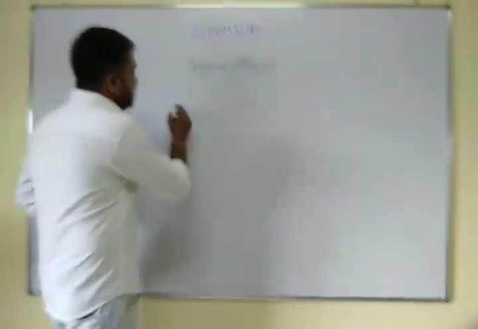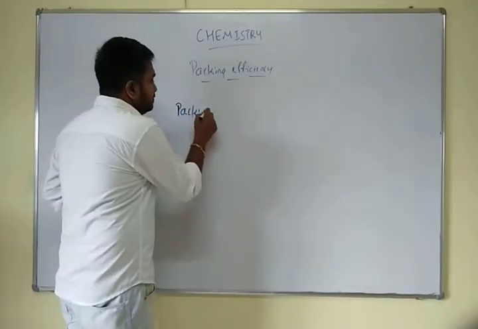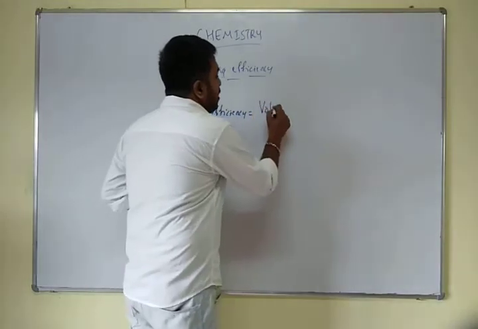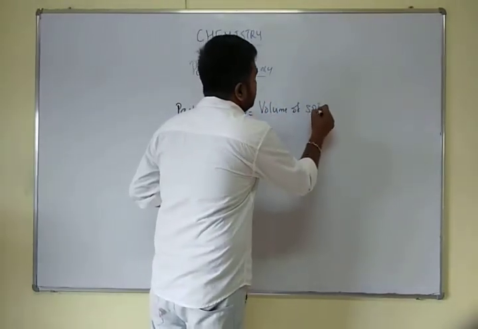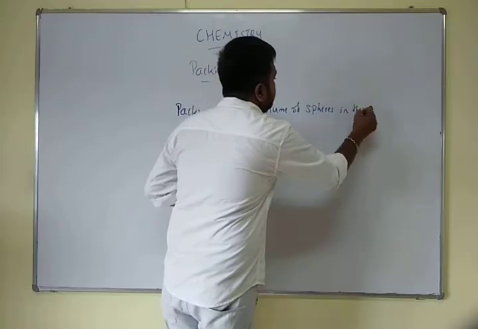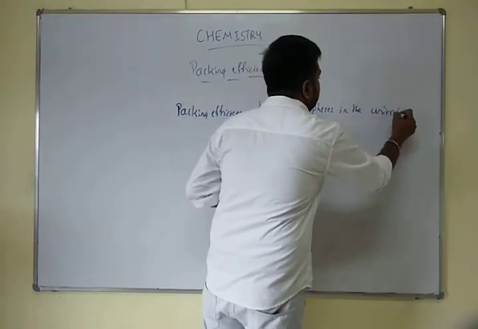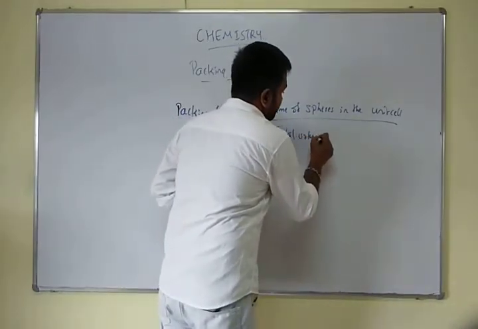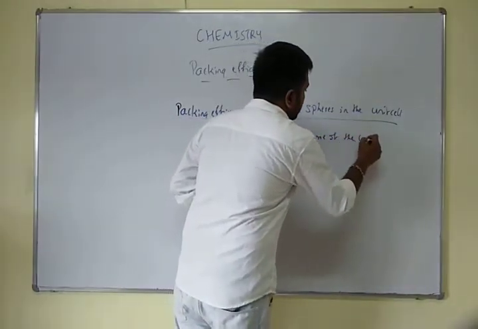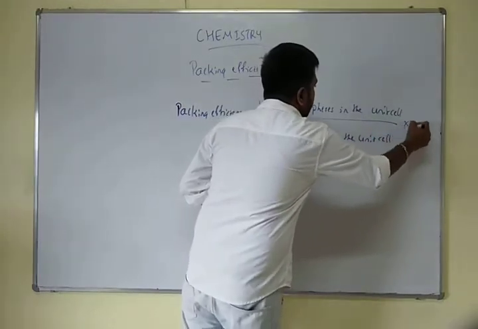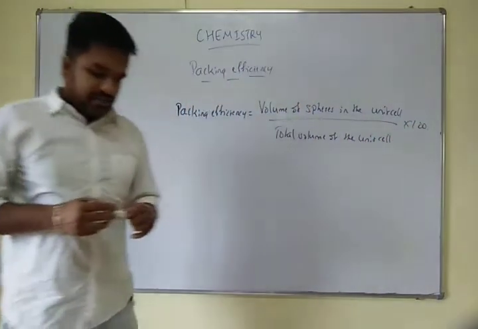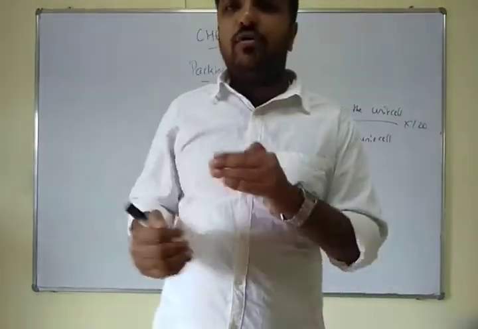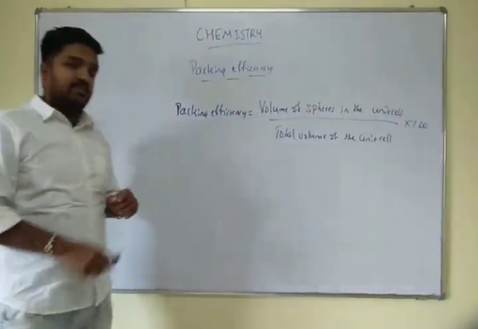Packing efficiency can be defined as the volume of spheres in the unit cell by the total volume of the unit cell, into 100. Clear? So it is the expression of the percentage of the volume of spheres in the unit cell to the total volume of the unit cell, and we are expressing it in terms of percentage.